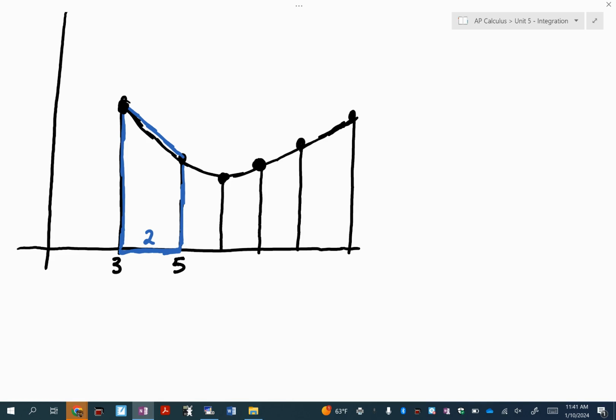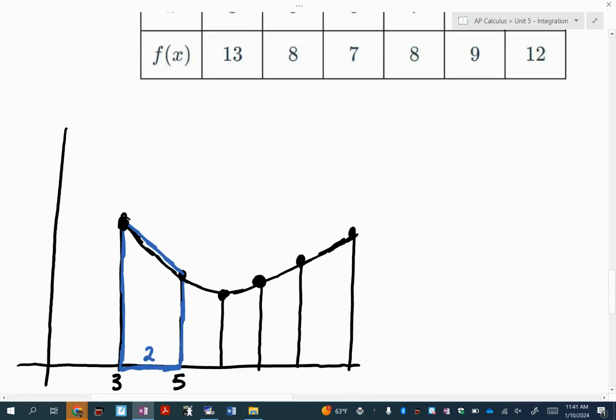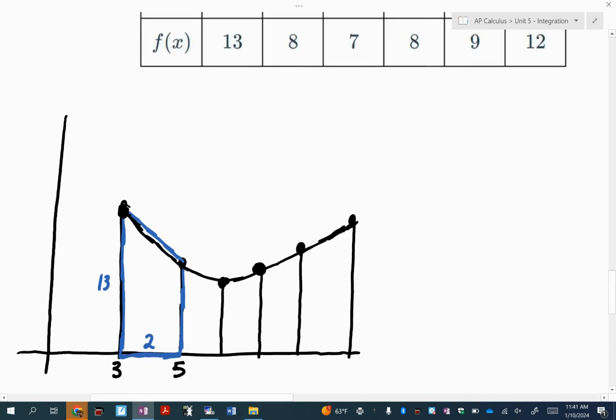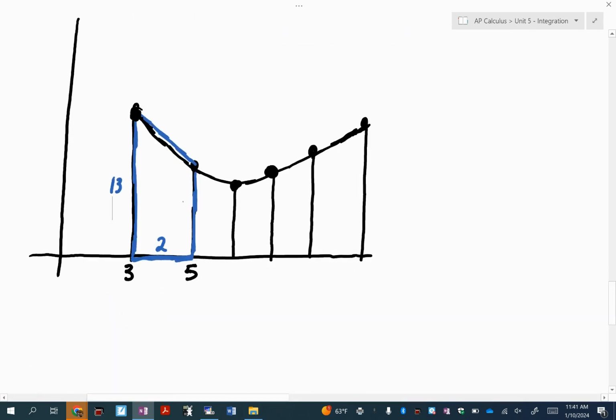Those distances match up to the values for those particular ones in the table. So I'm going to go to the table in a moment and find f of 3 and f of 5. So what is f of 3? 13. And what is f of 5? 8. Remember, I know it's weird to say, but this is base 1, and this is base 2. And there's my height. So now I have everything I need to find the area of that blue trapezoid, just that one trapezoid.